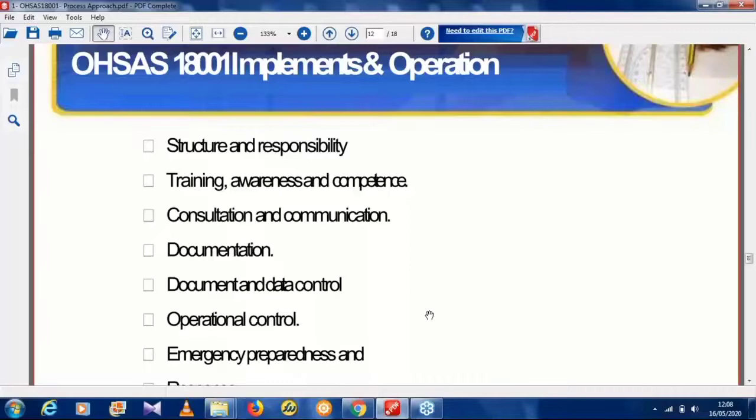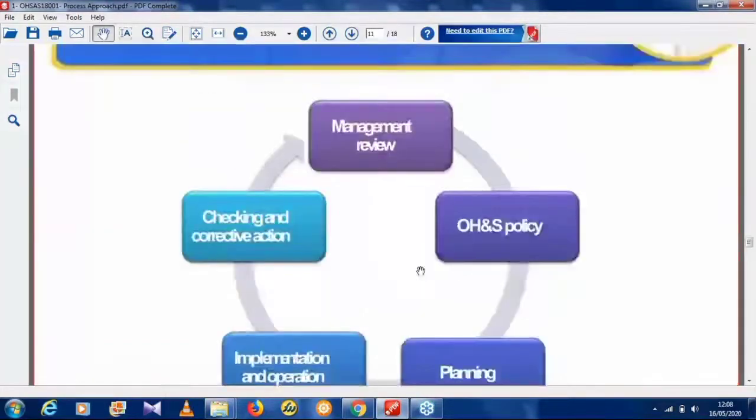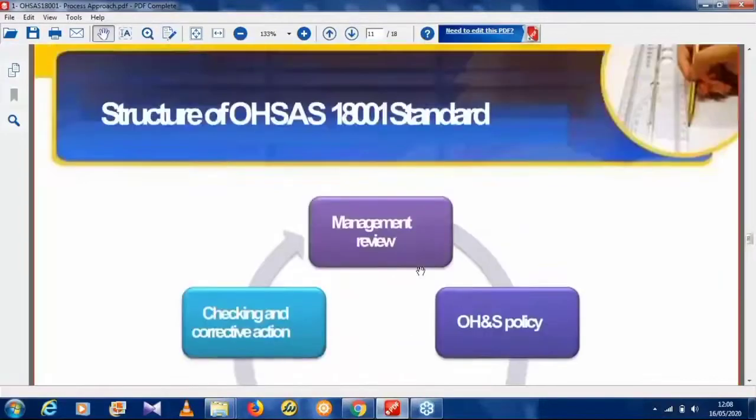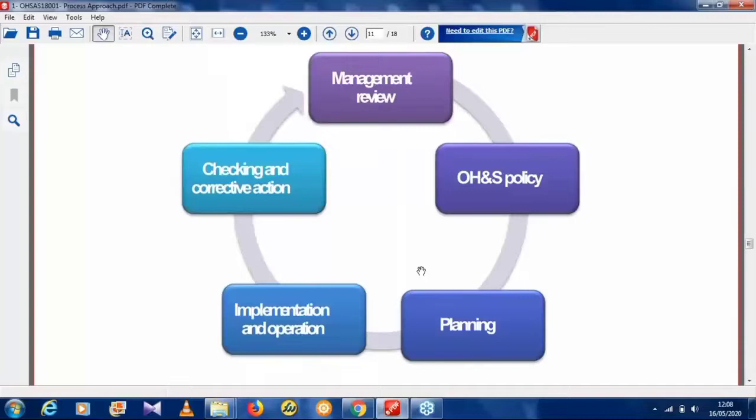We had actually discussed the OHSAS 18001 implementation and operation, taking a cue from the structure of the OHSAS. So I'm going to do an overview of everything of this aspect again to help those who may have missed that class.